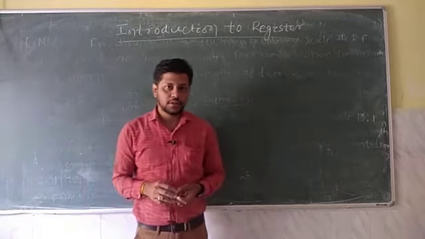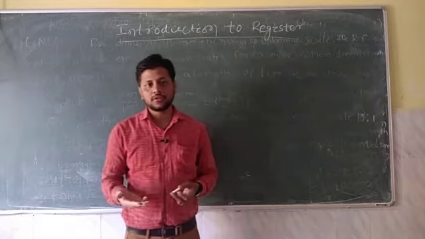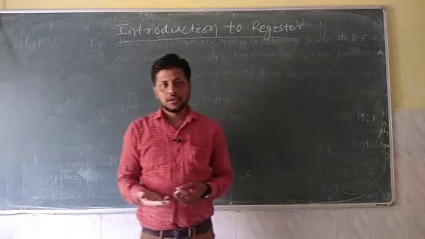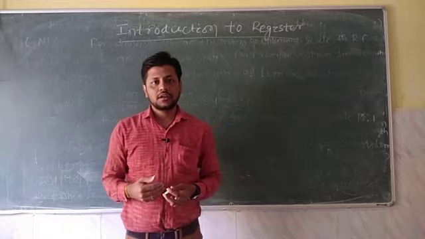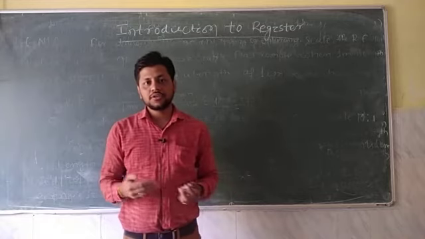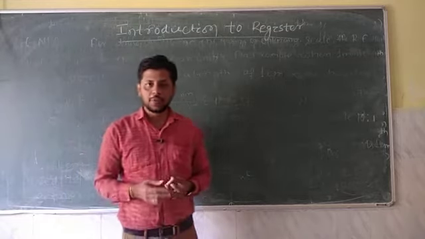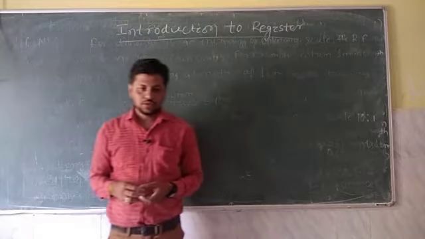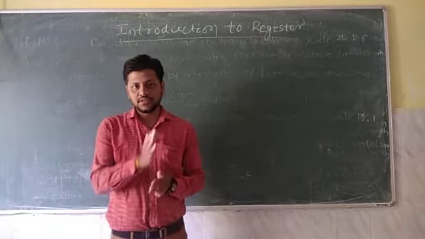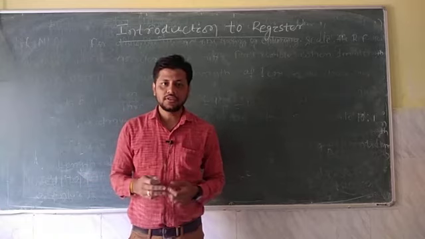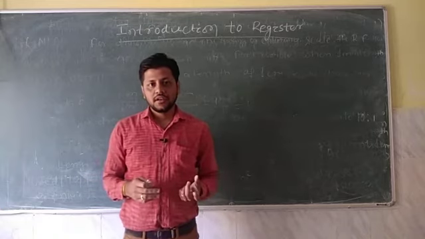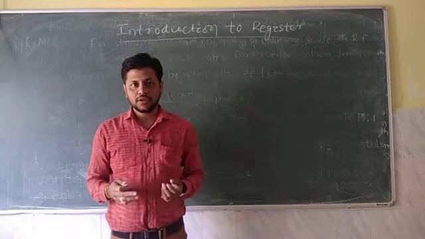And in that we have also studied about the excitation table, the characteristic table, how to derive the characteristic equation, and finally we saw the race around condition and how to avoid the race around condition. So student, please kindly watch the sequential circuit video. This is the basics, and you have to be clear about the concept.